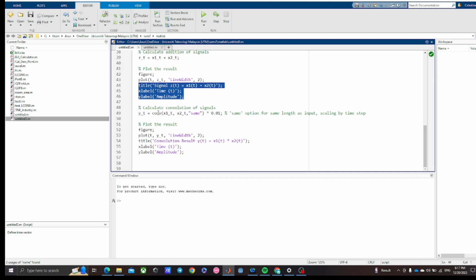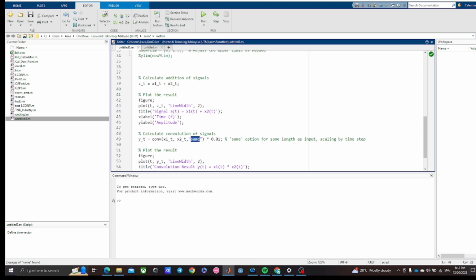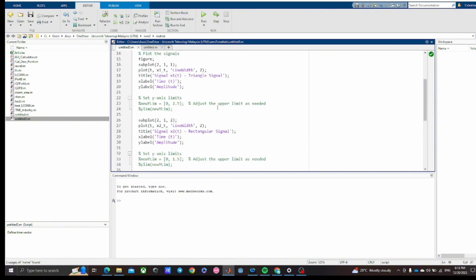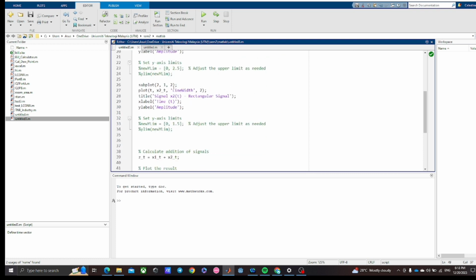And after that, I also calculate the convolution of the signals using the convolution function, and I insert x1(t) and x2(t) to do the convolution operation, and I make it 'same'. The 'same' option is to have the same length as the input. So because we want the vector to be the same length, I scale it by the time step, which is 0.01, because here I use 0.01.